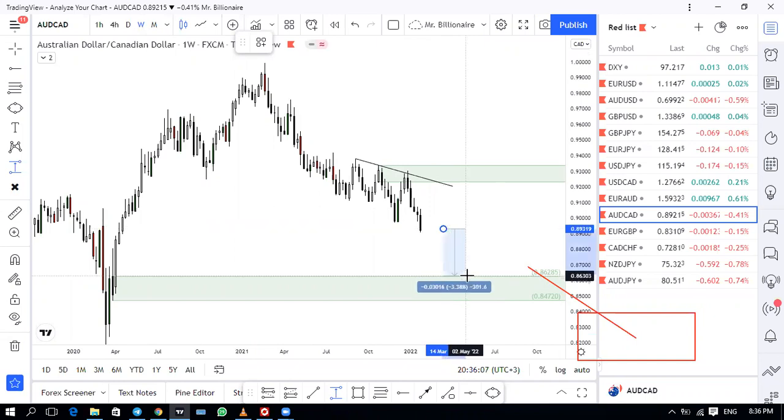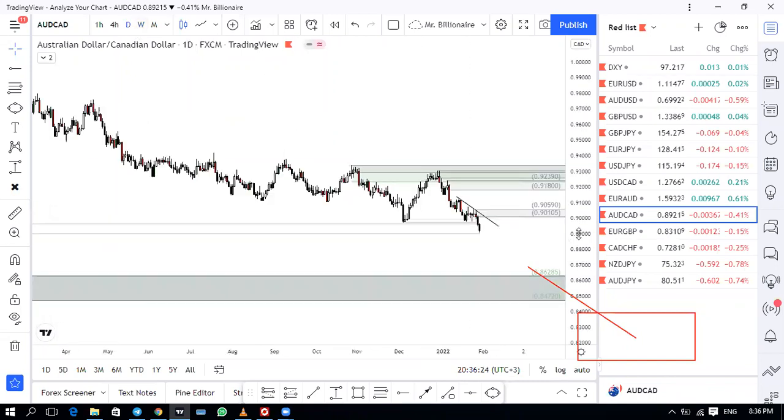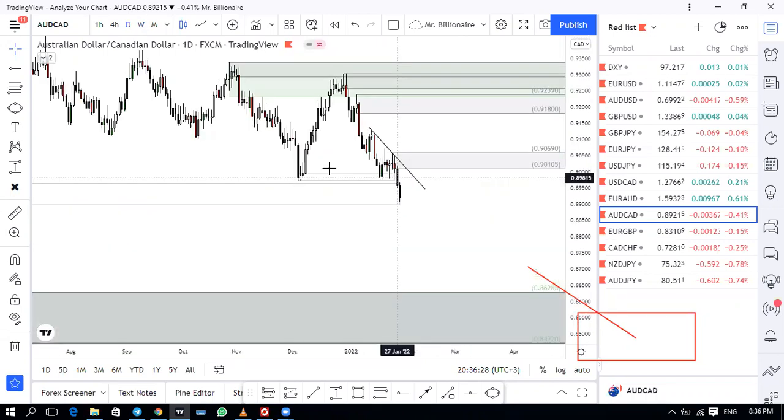There are about 300 pips until we reach our weekly demand zone. So this will be our level, our entry level. I mean, our target level. Currently, we are looking for selling opportunities on the lower time frame. And on the daily time frame, the daily demand, I've already removed it. So any pullback or any correction, I'll be looking for selling opportunities.